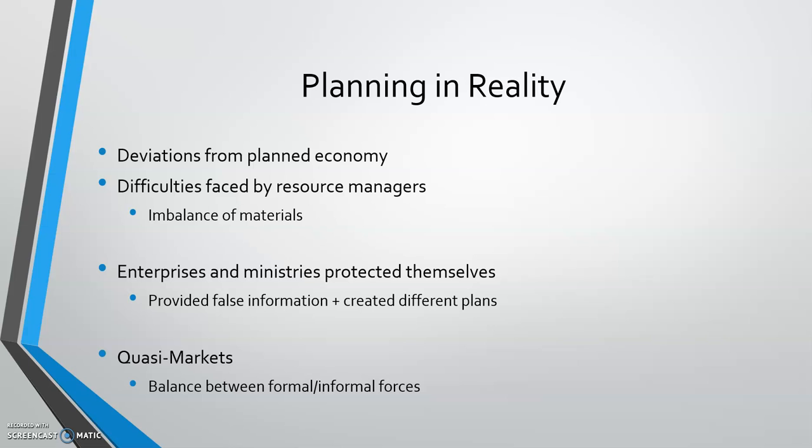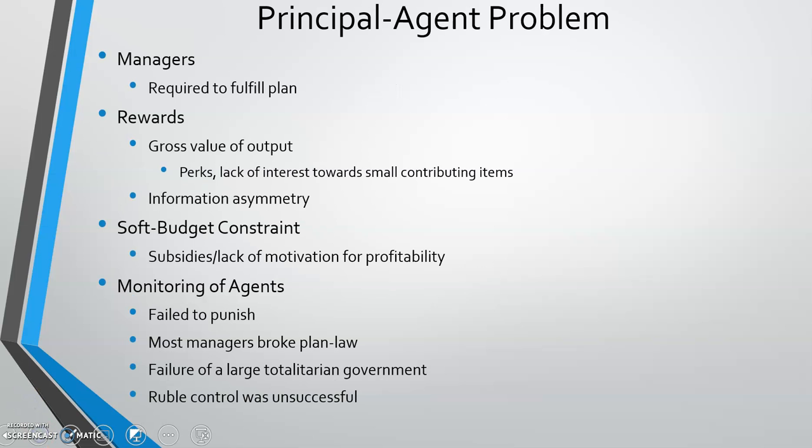The enterprises and ministries protected themselves by sometimes providing false information or preparing different plans for external and internal use. The unplanned exchanges that occurred were known as quasi-markets, and it was hard to find a balance between these informal and formal forces working together.